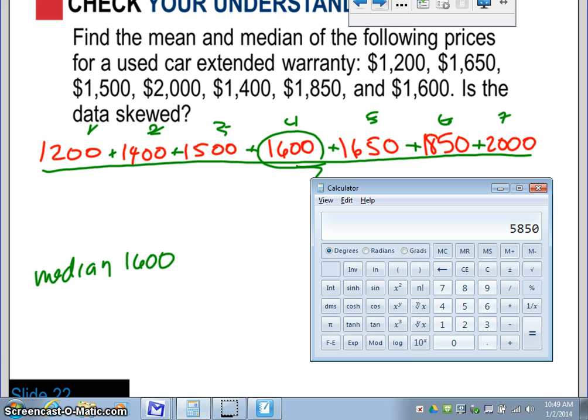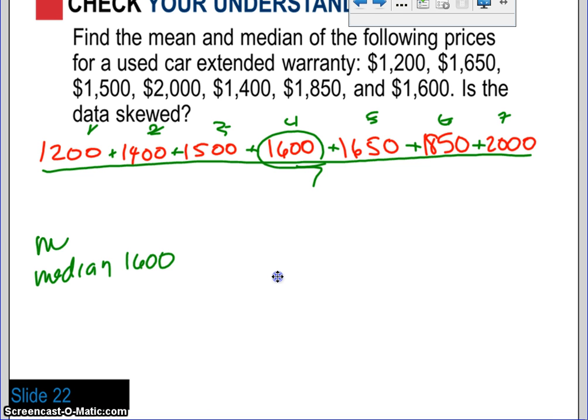So let's pull our calculator back up. And we've got 1,200 plus 1,400 plus 1,500 plus 1,600 plus 1,650 plus 1,850 plus 2,000. That totals 11,200, and then we're going to divide by 7. So in this case, the mean is also 1,600.